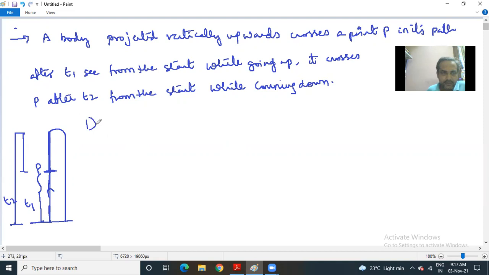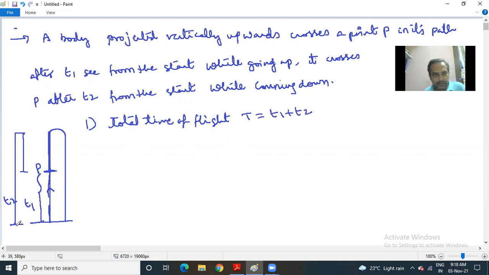Now the first bit is total time of flight. So T is equal to t1 plus t2. It is very simple to imagine because from the ground to point P in the return journey it is t2. And as you know, time of ascent equals time of descent, so the downward journey from point P to ground will be covered in t1 seconds. Therefore, total time of flight is t1 plus t2.